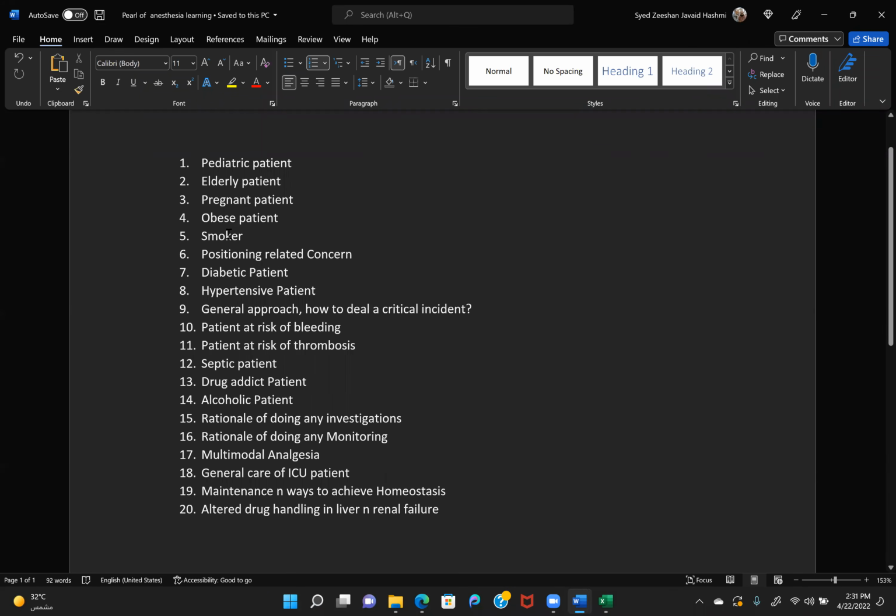Similarly, smoker, positioning-related concerns, a diabetic patient or a hypertensive patient, general approach, how to deal with critical incidents. What else? Patient at risk of bleeding, how to deal with it. Patient at risk of thrombosis, how to deal with it. A septic patient. I have just made it a list. I will share it with you.